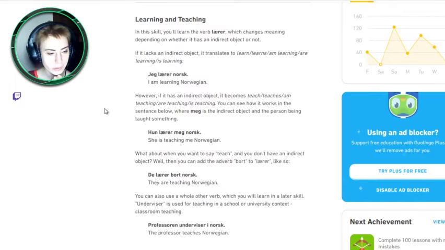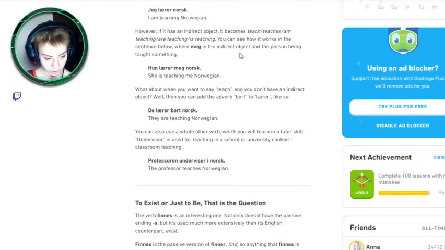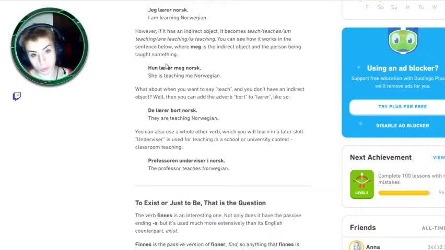Teaching. We can see how it works in the sentence below. Meg is the indirect object, the person being taught something. Hun lærer meg norsk. She is teaching me Norwegian. So, break down the sentence. Hun, subject, lærer, verb. What is she learning? Norwegian. Who is learning Norwegian? Me. Oh, she. So, it kind of changes meaning as you work it out, because if it's just without the meg, hun lærer norsk, it'd be she learns Norwegian, but meg turns it into she teaches Norwegian to me.